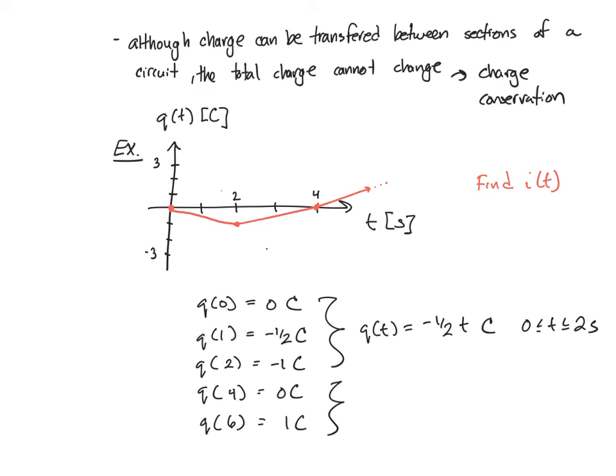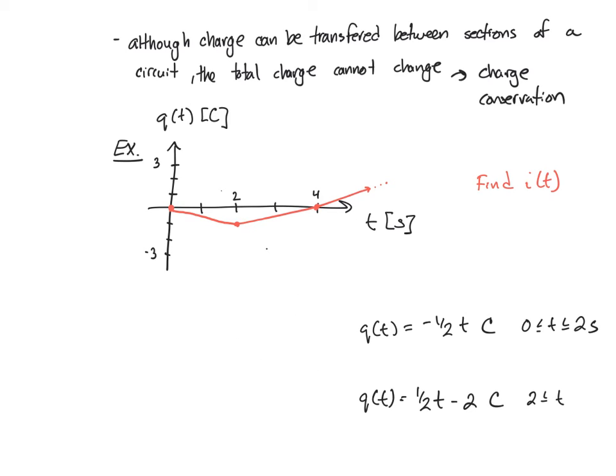And then from 2 seconds onward, we would have Q(t) equals a slope of 1/2 t, and of course a y-intercept of -2. So 1/2 t minus 2 would be our equation, valid from t greater than 2 seconds, out to infinity.